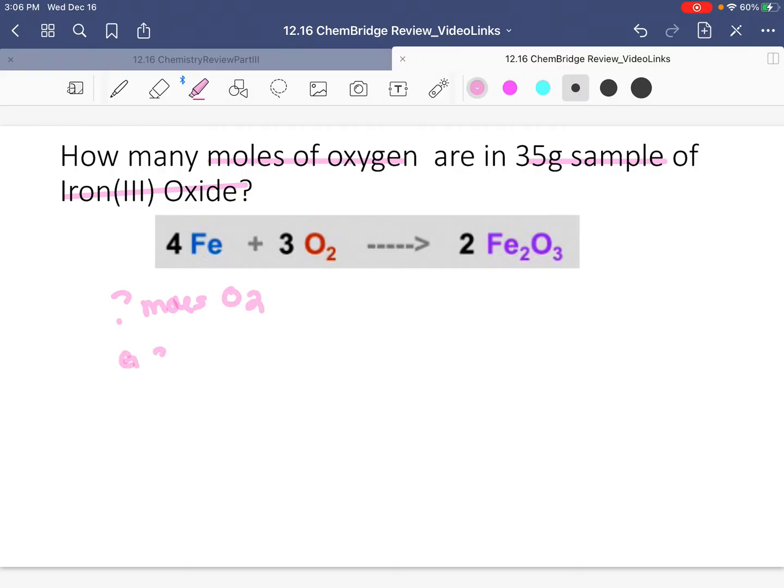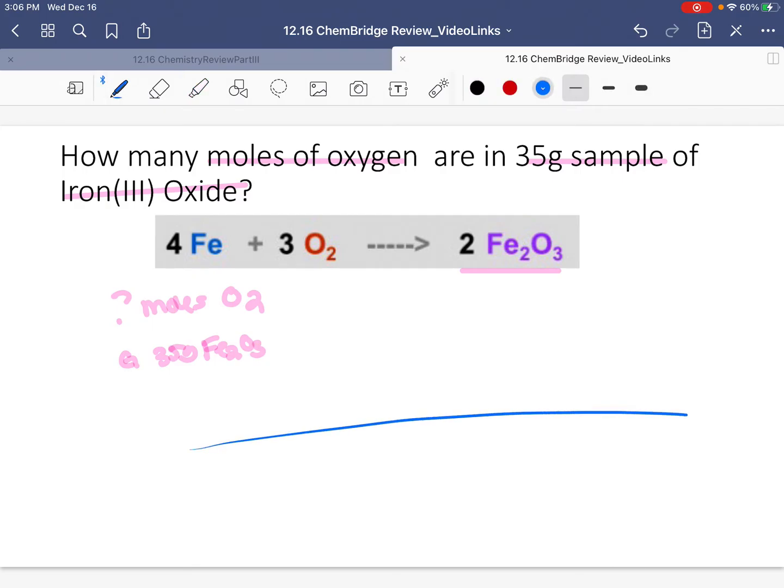So my given is a 35-gram sample of iron oxide. So I know that is iron oxide. So knowing this, I'm going to set it up. My given is 35 grams of iron oxide. Because I'm going from grams to moles, I know that my conversion factor is going to be 1 mole of iron oxide equals the molar mass of iron oxide.